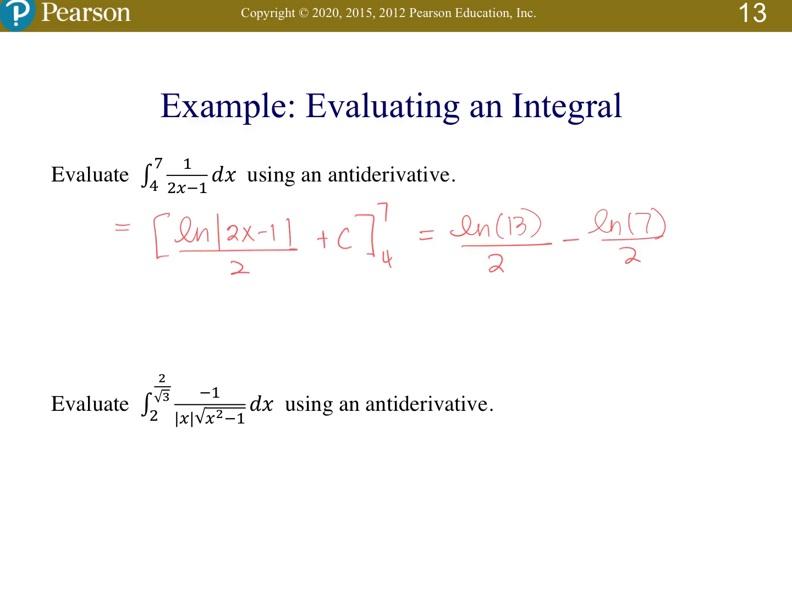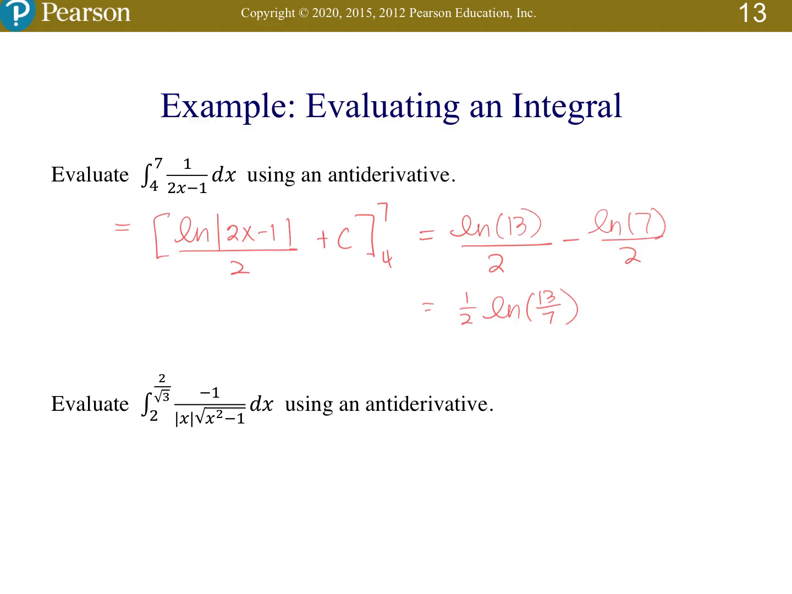There are some properties that say you can combine those natural logs if you want. So that would be 1/2 of the natural log of the fraction 13 over 7. That would be a possible answer as well. The 13 and the 7 are subtracted from your natural logs, and then the 1/2 accounts for the denominator.